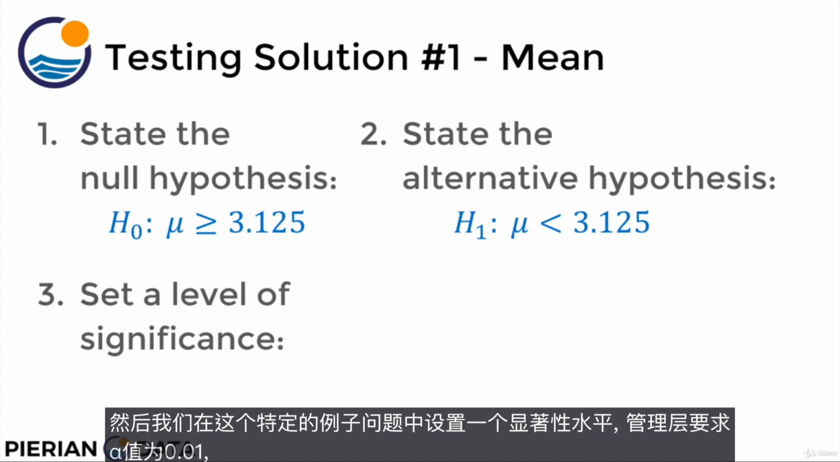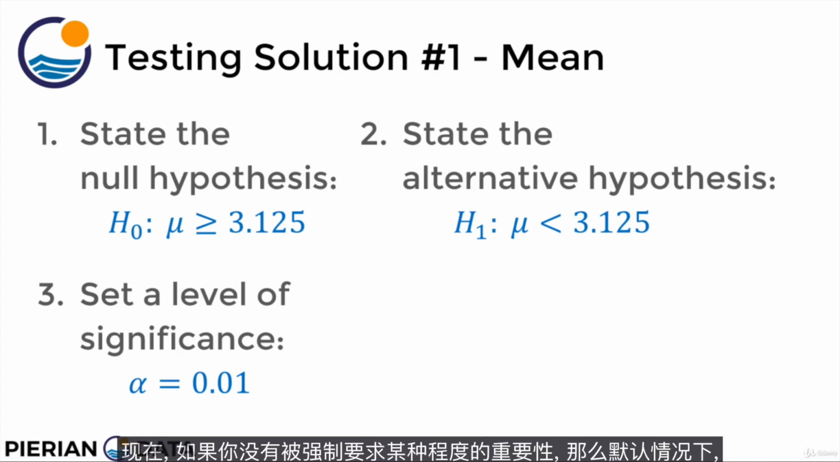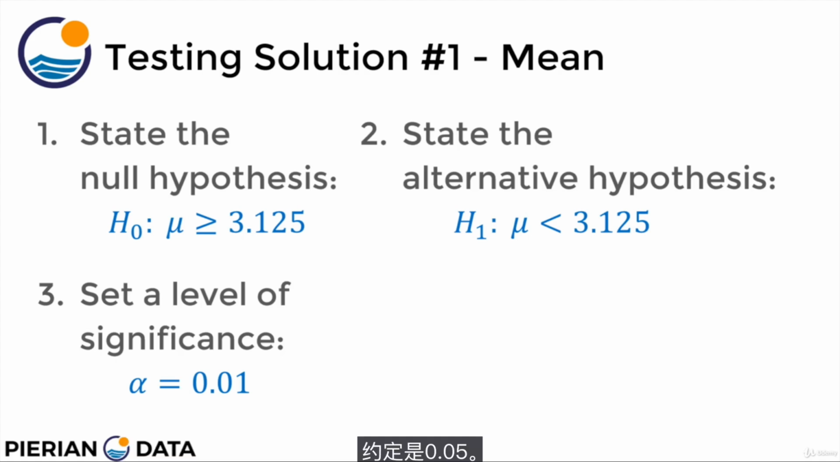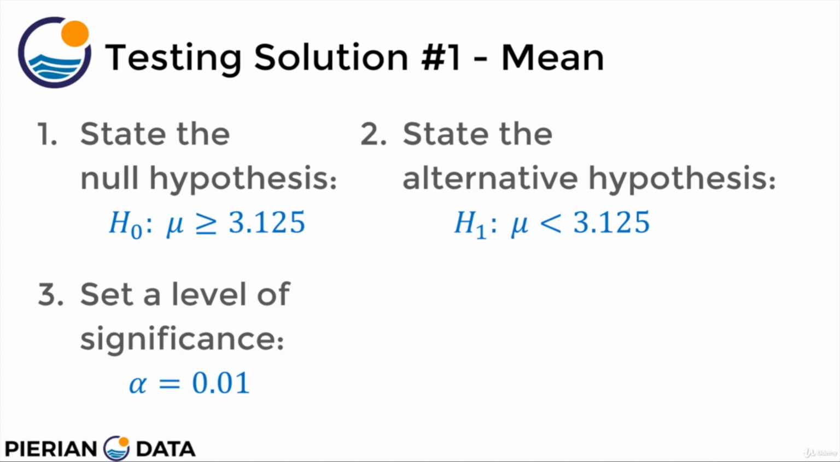Then we set a level of significance. In this particular example problem, it was management that mandated an alpha value of 0.01 because they wanted a 99% confidence level. So 1 minus 0.99 is equal to 0.01. Now, if you weren't mandated some sort of level of significance, then by default, the convention is to say 0.05. So keep that in mind. If you see a problem like this and they don't actually tell you what the level of significance is, you can just default to alpha equal to 0.05.